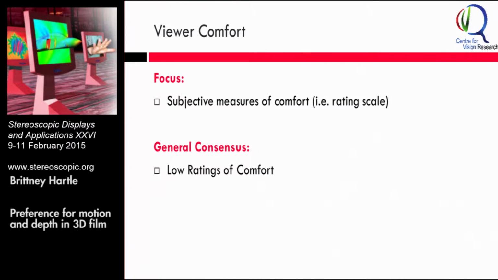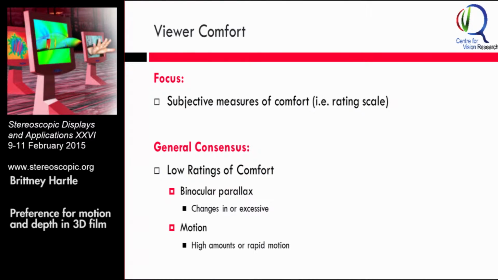So the general consensus within this literature is that we tend to get lower ratings of comfort in scenes that have either changes in binocular parallax or very excessive binocular parallax, or in scenes with high amounts of motion or very rapid motion. Now, it's very important for us to understand how people respond to stereoscopic 3D content. However, within this literature, there's one dimension that has yet to be explored, and that is how these two factors affect a measure of viewer preferences.